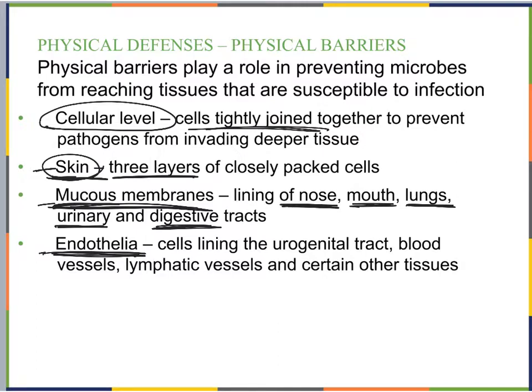Endothelia are the cells that line our urogenital tract. Sometimes those two systems are combined, the urinary system and the genital system. Also, we have blood vessels, which are made up of endothelia, a thin layer of cells. They're not a mucous membrane because they don't produce mucus or aren't moist in that way, but blood vessels are a type of endothelia. Also, lymphatic vessels are made up of endothelia. These are the cells lining those lymphatic vessels, which we'll talk about a little bit later, and then some other tissues. So we have these different physical barriers where cells are lined up, packed in, and sewn together, basically attached to each other, preventing things from getting through.